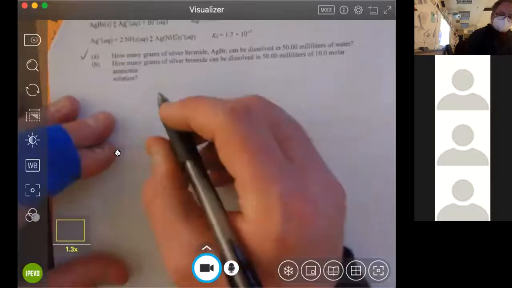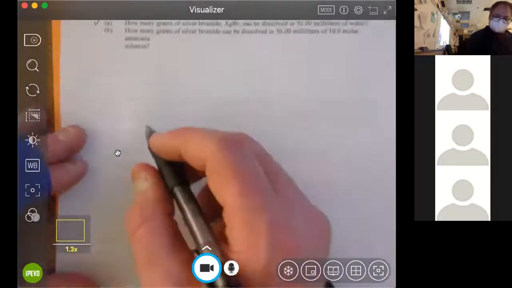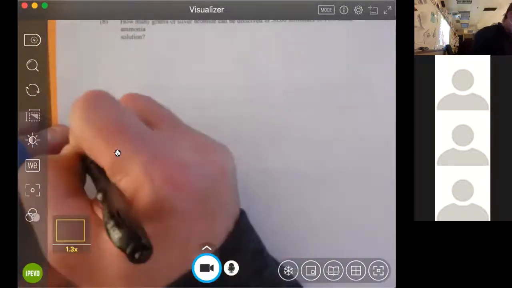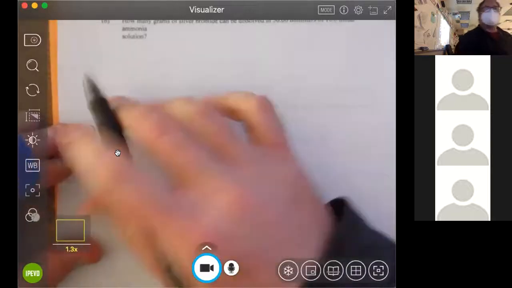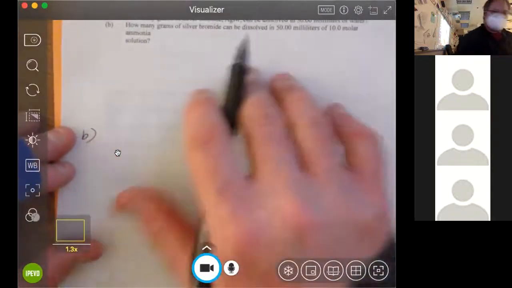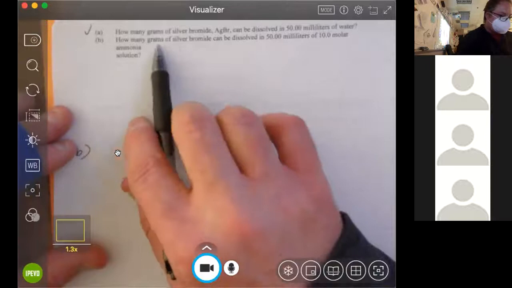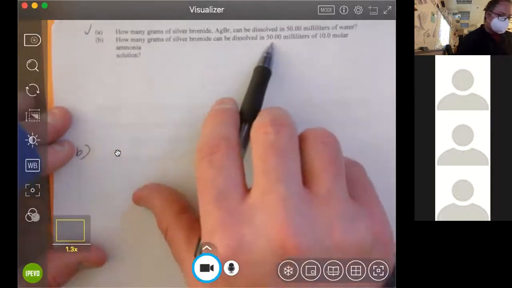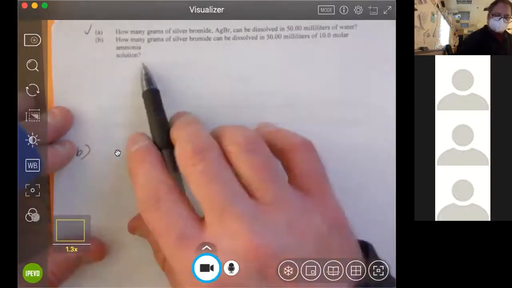All right. So I'm going to start with B. So I'm going to drop down a little bit here. That way you can solve the other one. I would suggest you do that too on your sheet. This is how many grams of silver bromide can be dissolved in 50 milliliters of a 10 molar solution.